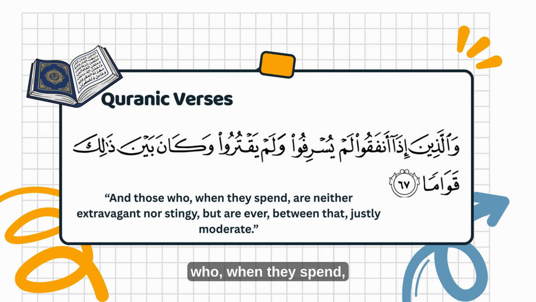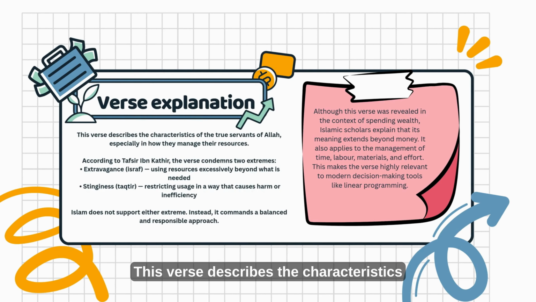And those who, when they spend, are neither extravagant nor stingy, but are ever between that, justly moderate. This verse highlights the principle of balance and moderation in decision making. This verse describes the characteristics of the true servants of Allah, particularly in how they manage their resources.